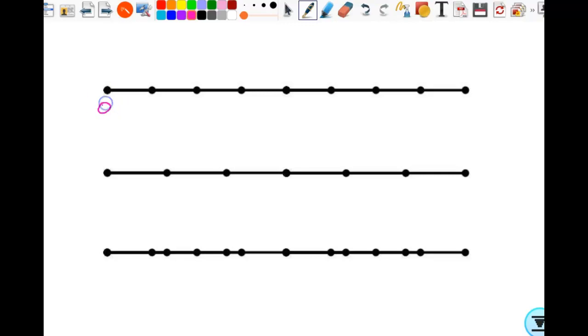So this is 0. That makes this 1/4. That makes this 2/4. That makes this 3/4. 4/4. 5/4.